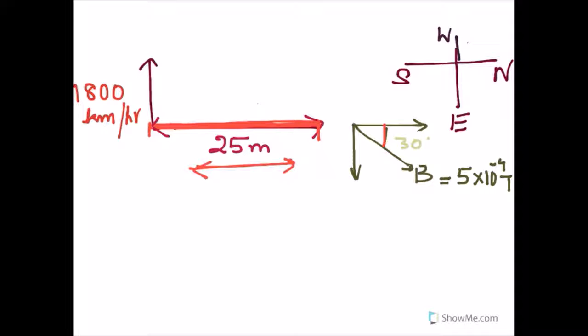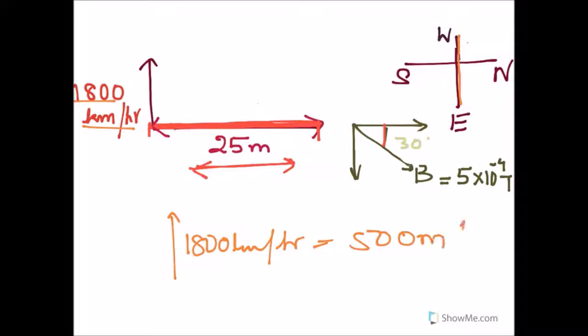So the question says that a jet plane is traveling towards west. This is my west. So it's traveling towards west with a speed of 1800 kilometers per hour, which is equal to 500 meters per second. We need to convert all the units to SI units. And the span of the wing is 25 meters.